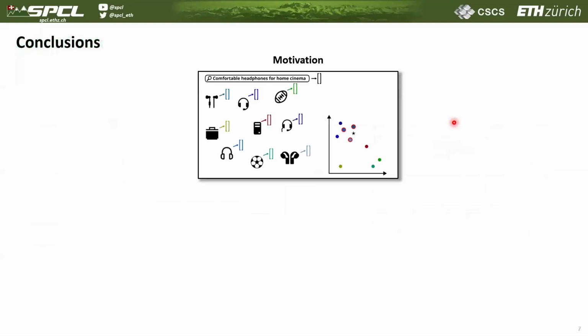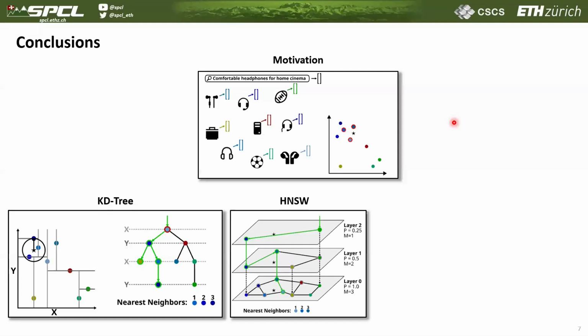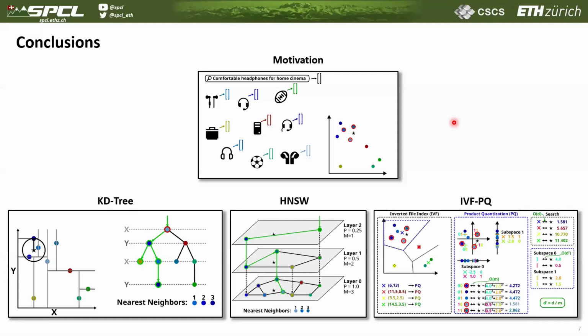So let us come to a conclusion. In this presentation, we have seen a motivation why we care about nearest neighbor search. We have seen the KD tree, which is an algorithm that solves this problem in an exact manner, so no approximation needed here. However, the KD tree does only work if the embedding space does not have too many dimensions, so it works until maybe 20 dimensions. But for higher dimensional vectors, which are way more common today, we need approximate schemes such as, for example, HNSW or IVF-PQ.